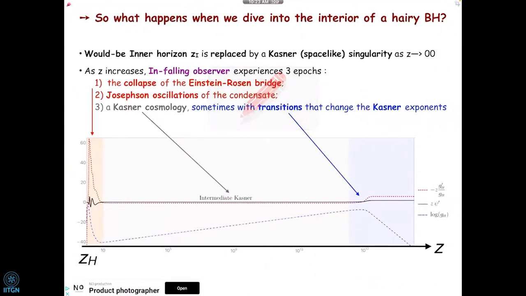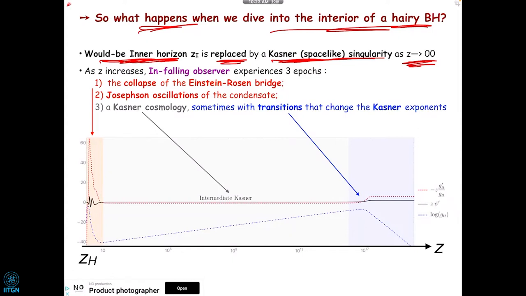So what happens when we dive into the interior of an airy black hole? As I have been saying from the very beginning, and this is an upshot of what is coming, the would-be winner horizon is replaced by a Kasner singularity, which is a space-like singularity as Z goes to infinity. Okay?